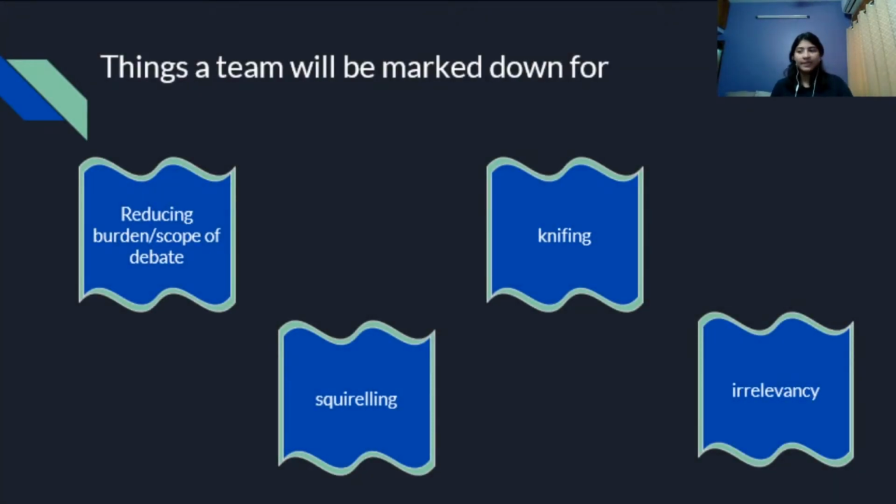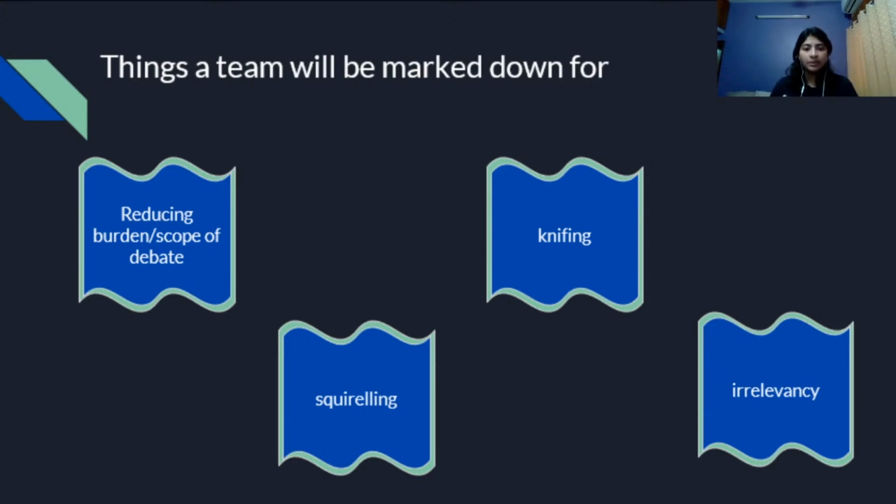Okay, so those are basically the main ways you can make a case, whether you're in the opening half or the closing half. And some things that you're not supposed to do as a debater are as follows. Firstly, you're not supposed to reduce the burden or the scope of the debate. If I take this house believes that animal testing should be banned, and we're talking about this on a global scale, right? If I define the motion as animal testing should not be banned in India, that means I'm reducing the scope of the debate from a global scale to a country level scale, right?